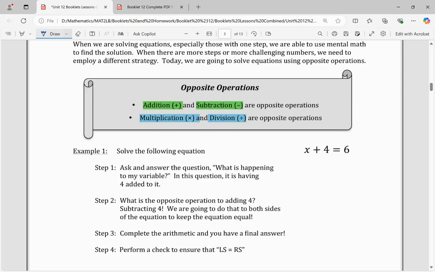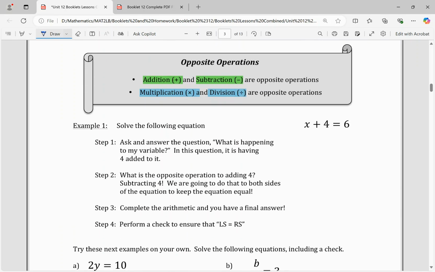How are you going to use those, though? Well, let's take a look at example 1. The first thing that you need to ask yourself is, what is happening to my variable? And what's happening is I am adding 4 to it. Now, you are going to do the opposite of what's happening to the variable on both sides of the equation. One of the rules of algebra is that you can do whatever you want to the left-hand side as long as you do the exact same thing to the right-hand side.